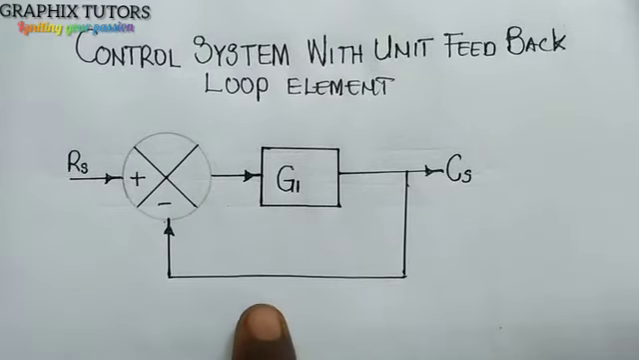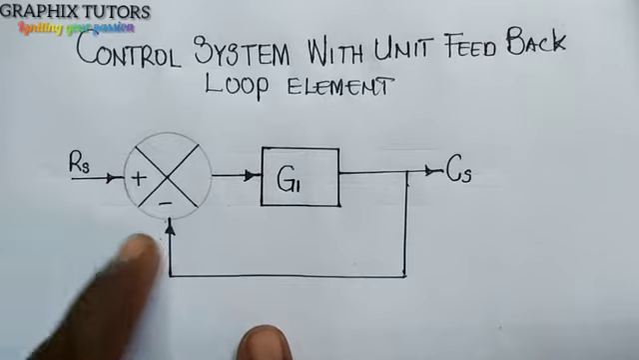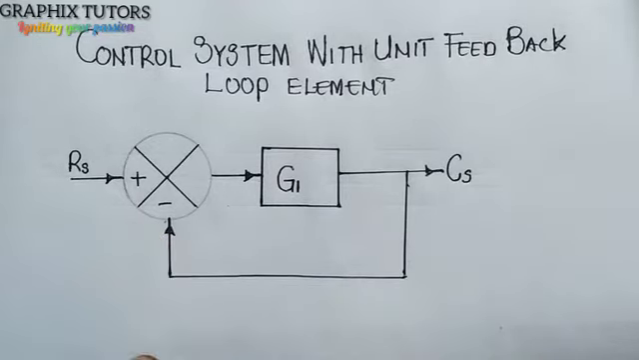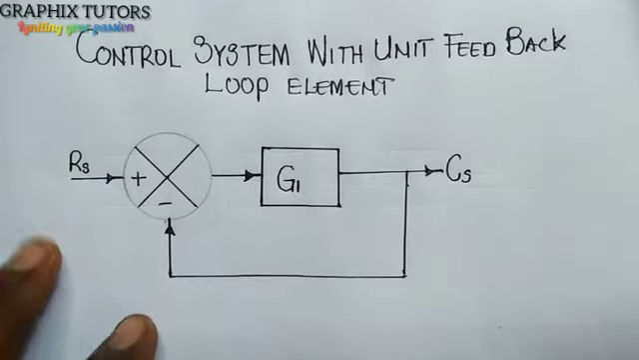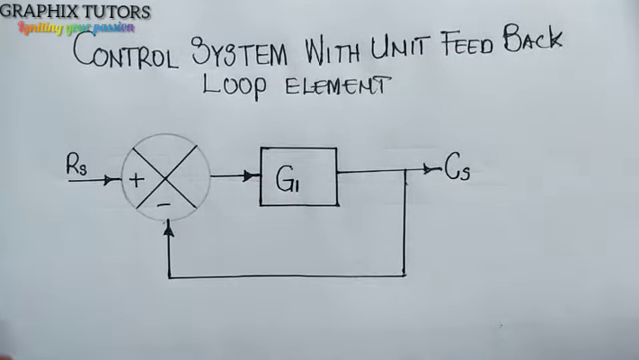So when we compare the input and the output, if there is a resulting error, the error is used to regulate the plant, right? So we use the error to what? Regulate the plant by generating a command signal. So it is very important for a plant to have a feedback mechanism. So now let's see how we do this.